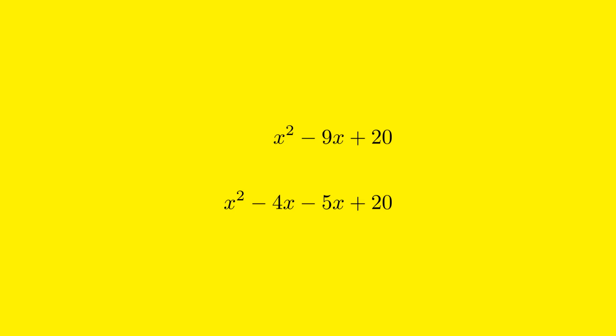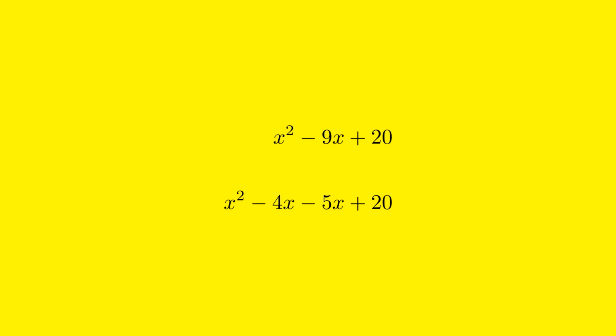Step 1. First, we begin by identifying the quadratic equation we want to factorize, which is x squared minus 9x plus 20. We look for two numbers that multiply to give us the constant term, which is 20, and add up to give us the coefficient of the linear term, which is minus 9. Let's list the pairs of factors of 20. They include 1 and 20, 2 and 10, 4 and 5.